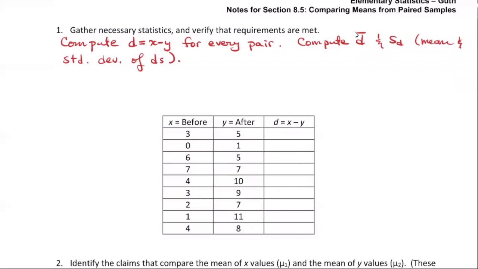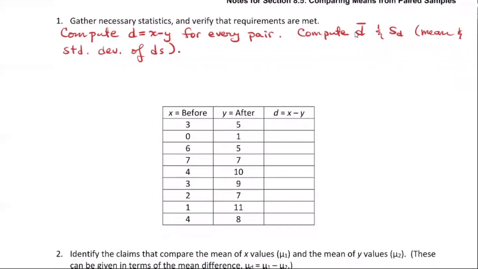Now, let's do that real quick. So we're subtracting X minus Y. Some of these are negative, okay? So 3 minus 5 is negative 2 is the idea. And then 0 minus 1, 6 minus 5. Oops, that's a positive one, isn't it? So it's positive when the mood goes down. Okay, so that's actually a bad thing. 0 means that no change at all.